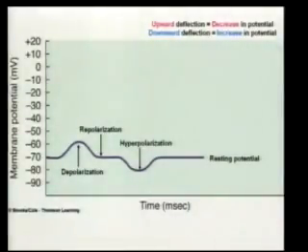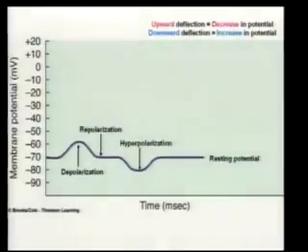So here's a graphical representation of what we're talking about here. Here's negative 70. This is where we're sitting. This is our cell, our nerve cell. Positive charges come into the cell, what's going to happen? It approaches, it becomes a little bit more positive, a little bit more positive. It's still a negative value total, but it's more positive than it was. It's closer to zero. We call this depolarization.